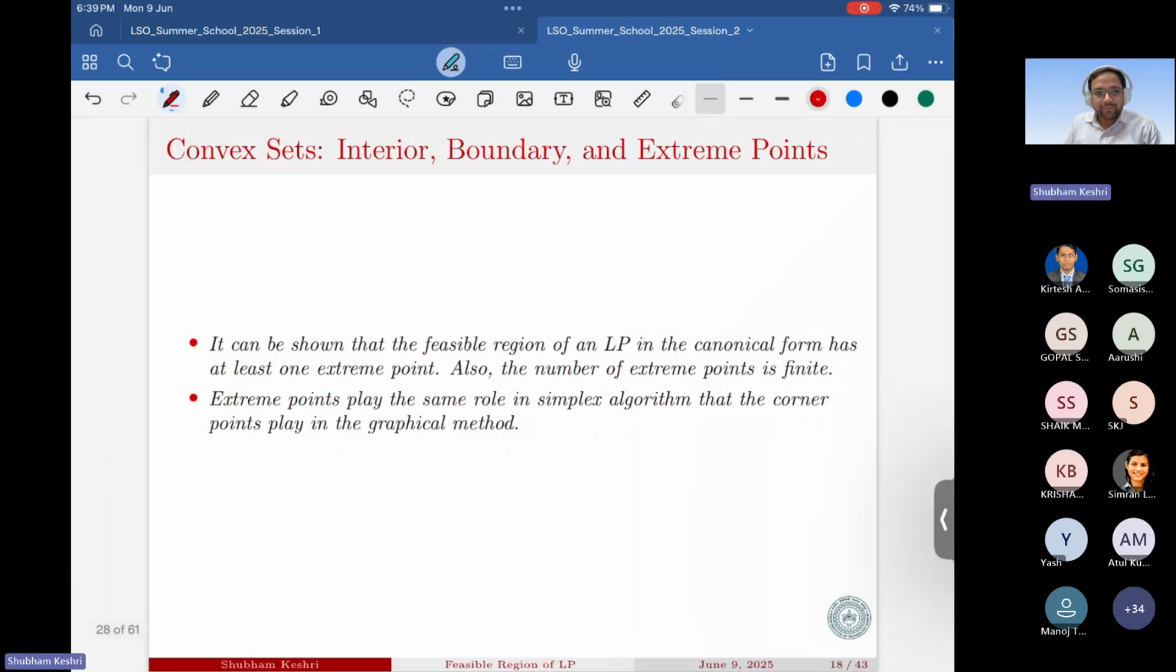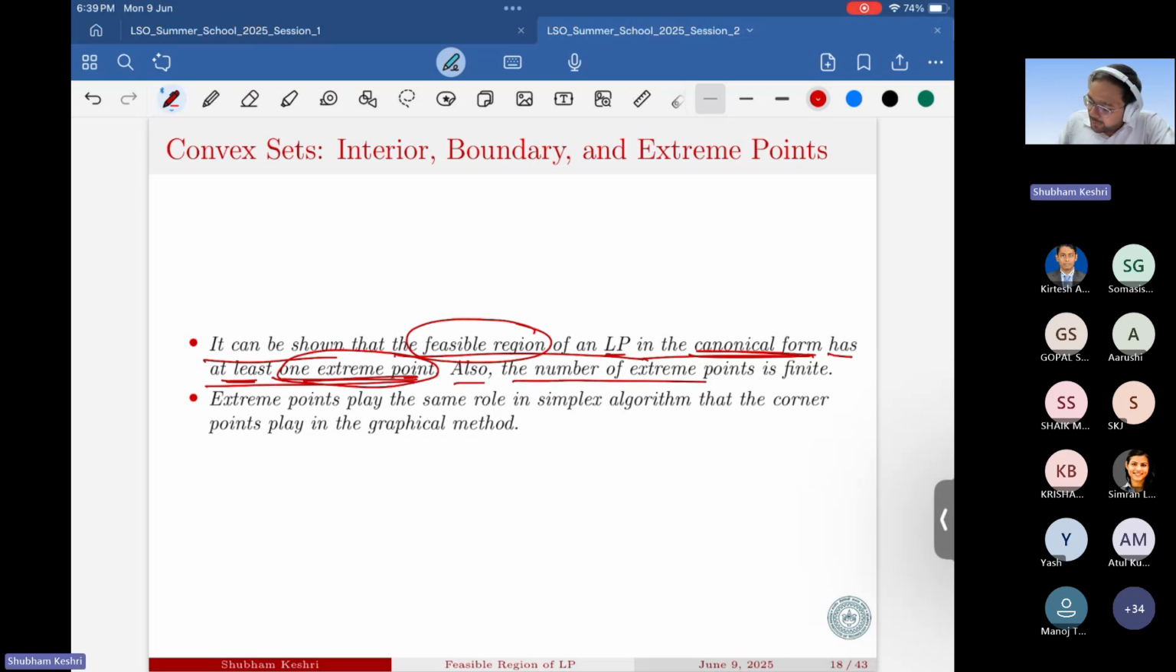So these are a few things I have written. It can be shown that the feasible region of an LP in canonical form has at least one extreme point. So this is very important. If you have an LP and you have written it in canonical form, then its feasible region will always have at least one extreme point. Also, the number of extreme points is finite. Why is this important? It means that you will have a corner point to check.